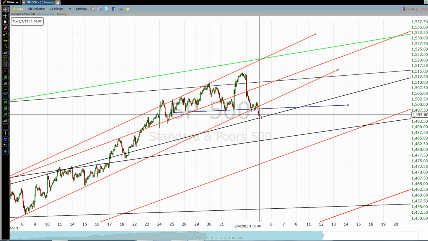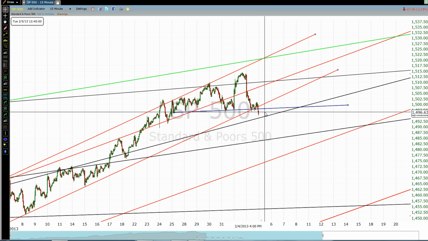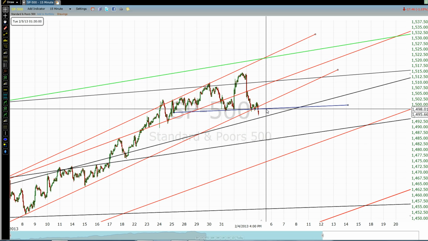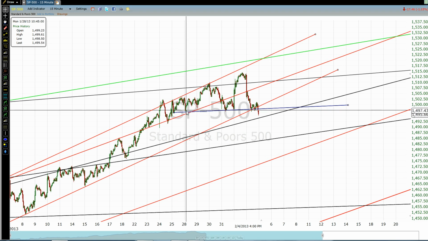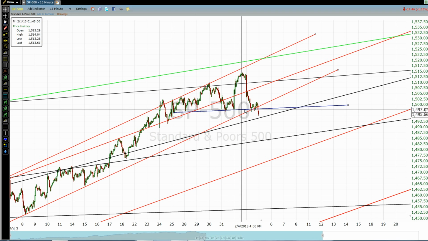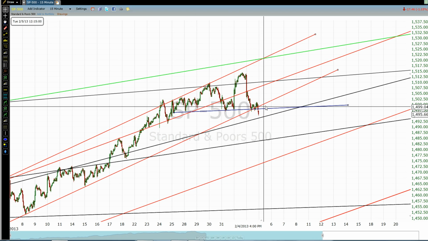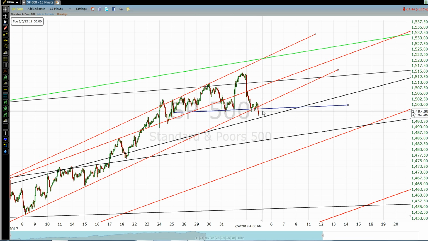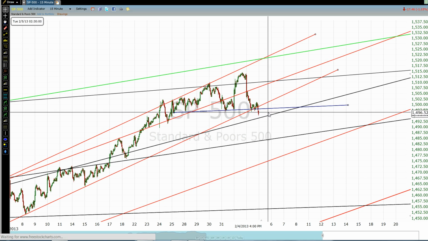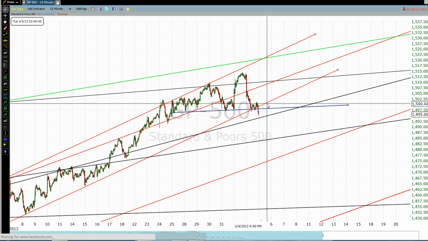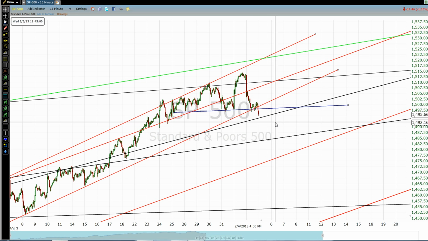Well, expect now that we'll probably most likely come up and backtest this blue line here. As you can see, this blue line acted as support once, twice, 3, 4, 5, 6, roughly 6 times. So I think that line there deserves a backtest. And if the S&P is strong enough, we may get just a nice backtest on that 1500 level before coming back down.